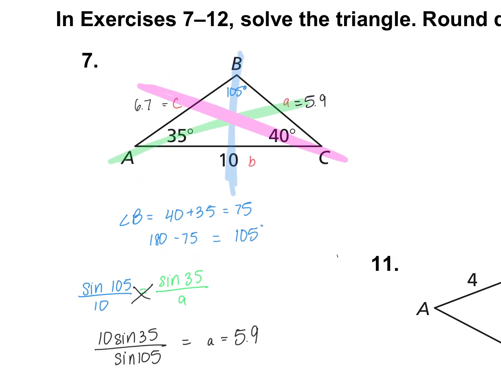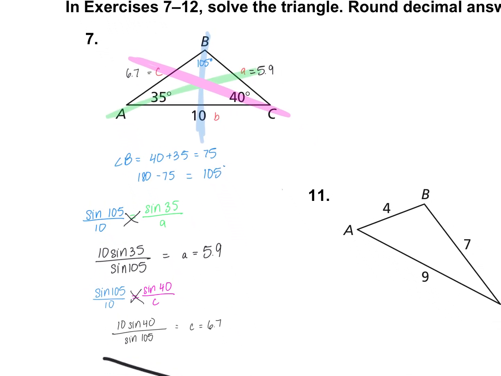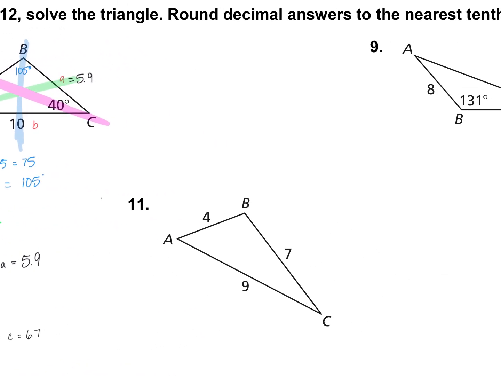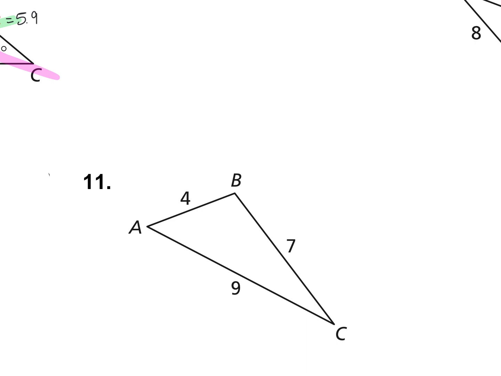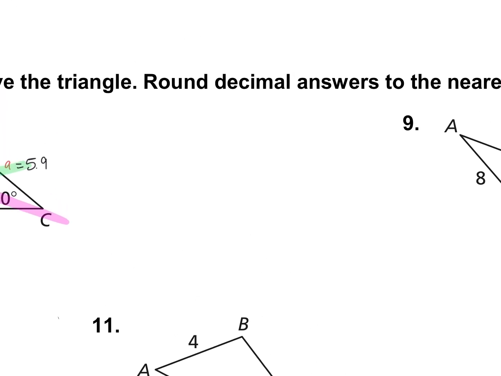Okay, this is for number 7. I'm going to go ahead and do number 11. So looking at this one, as you can see, there are no angles. So I have to solve for an angle. So I'm going to use law of cosine. Just a reminder, you will be given the formulas for law of cosine, so it's not something you will have to memorize. However, let's go ahead and plug it in.